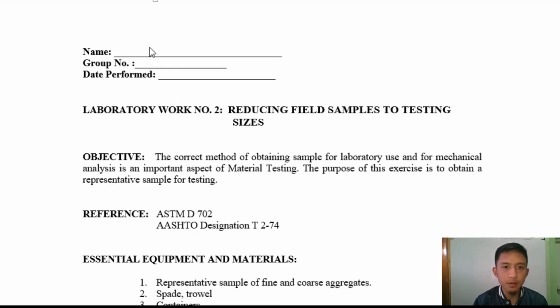Okay. So by the way, since you are working by group, you do not need to fill up the names here, but you need to write down your group number. Okay, and then the date when you accomplish the activity.